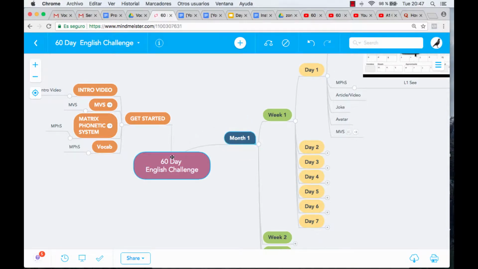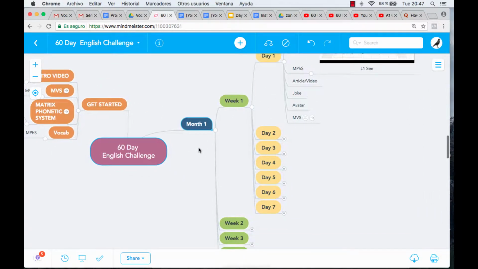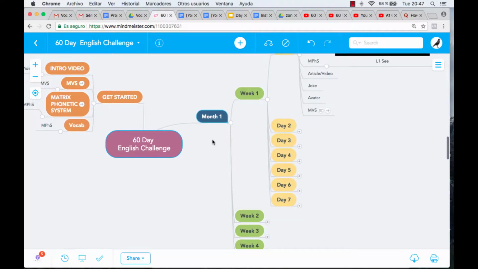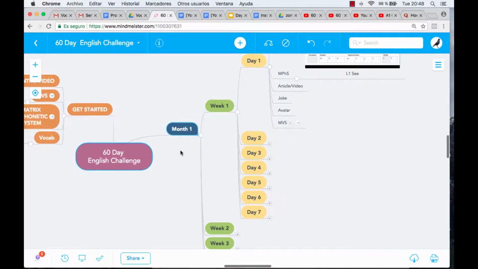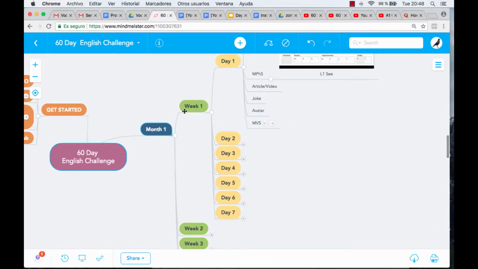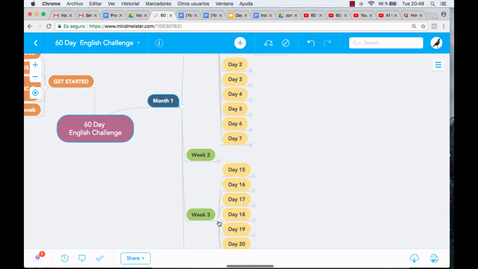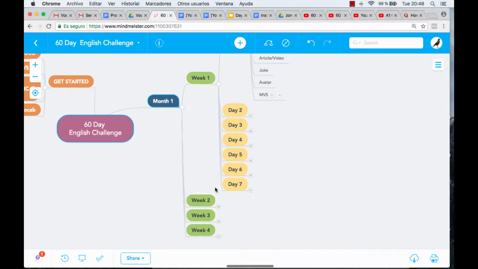Well, we have a mother node. The mother node is this one here that says 60-day English challenge. Okay? I've added the first month onto this map, and I will add the second month onto your map for you when we get there. But for now, we only have 1 month. So in this month, we have week 1, week 2, week 3, week 4. And look at that. Every day of the course is already loaded onto this map.